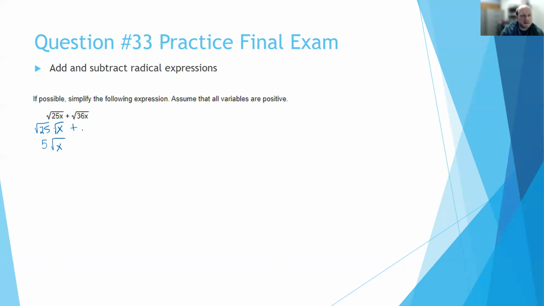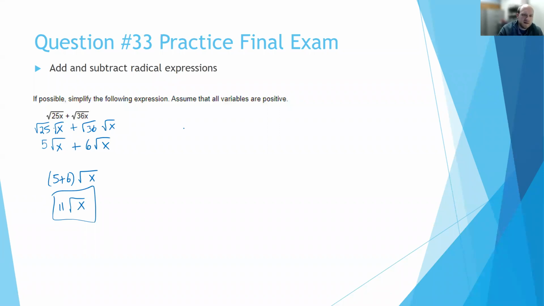Okay, the square root of 36x is the square root of 36 times the square root of x. So this is plus 6 square root x. Now your radicands are the same. We have a square root of x, or the radicals. And what I can do here is that could be my common factor. You can also think about it as a like term. Then I can just add the 5 and the 6. So that's just 11 square root of x.